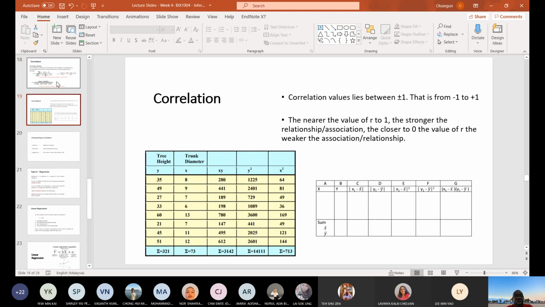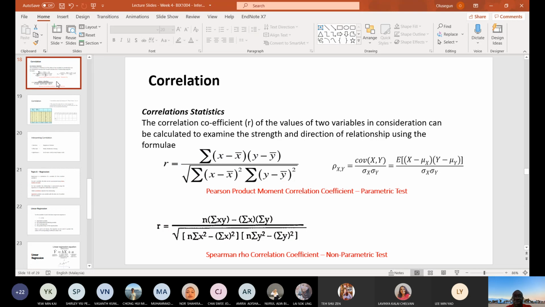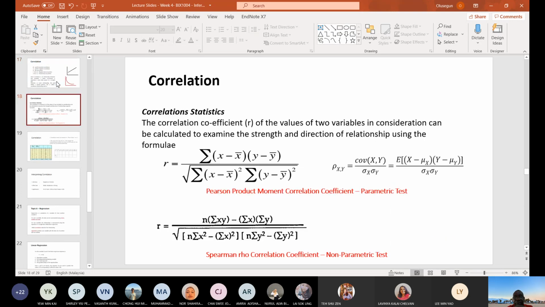So, any question about this explanation on correlation so far? Any question? No, doctor. So is everybody clear with the explanations? Yes. Okay, thank you.